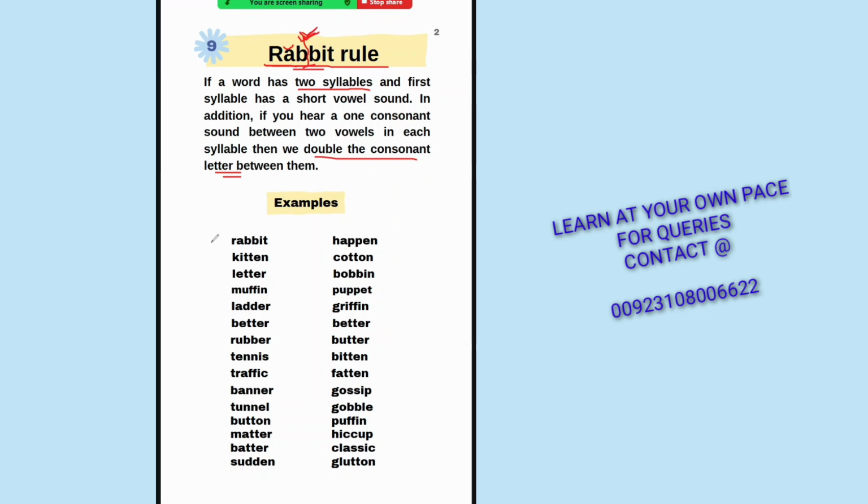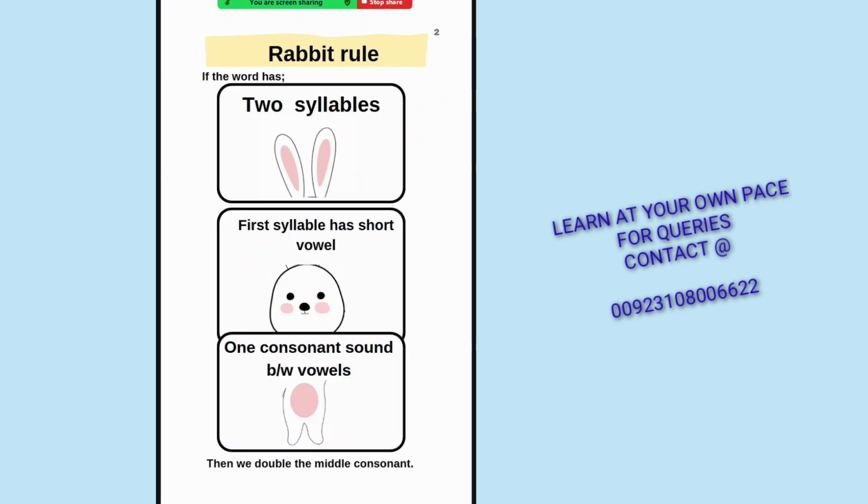Examples can be rabbit, kitten, letter, muffin, ladder, better. There are a lot of examples. You can just have a look. So move to its infographics. Only this simple infographics will help you memorize this simple rule.